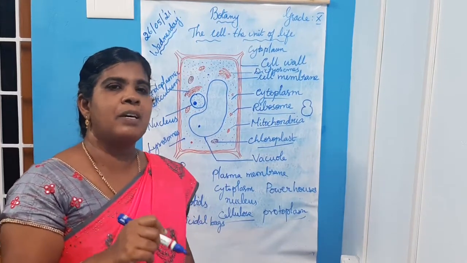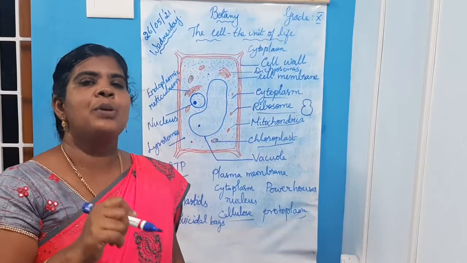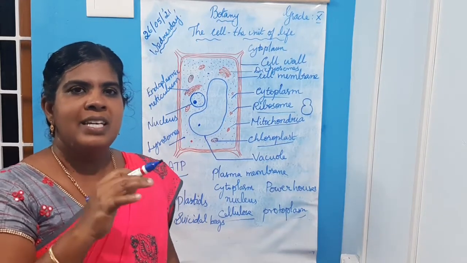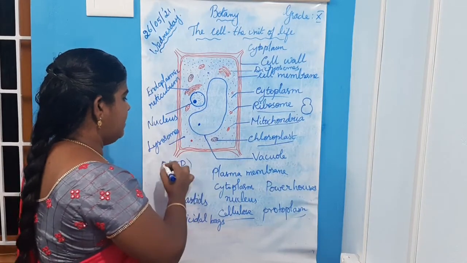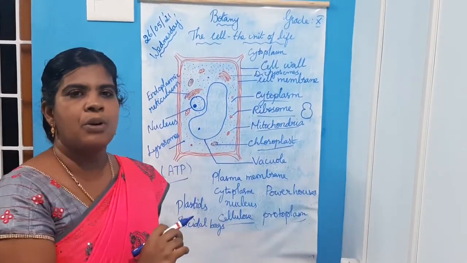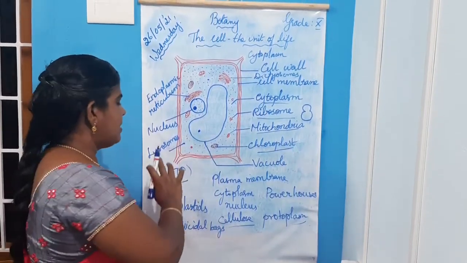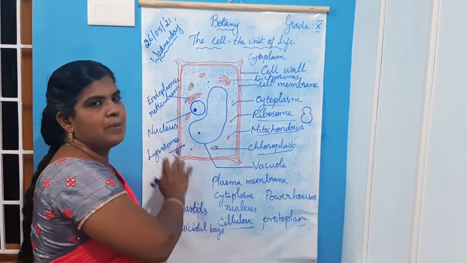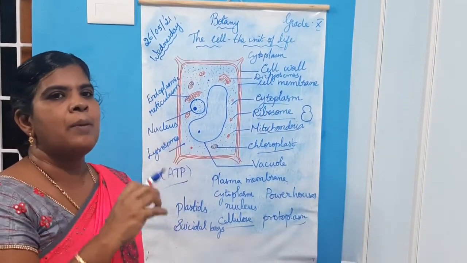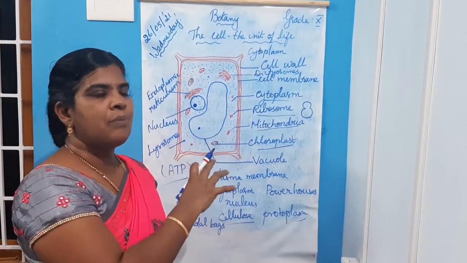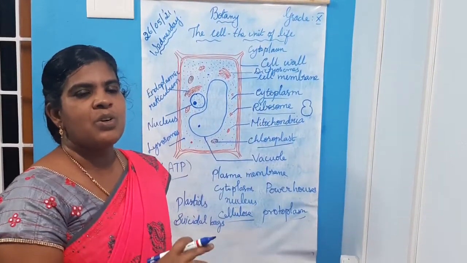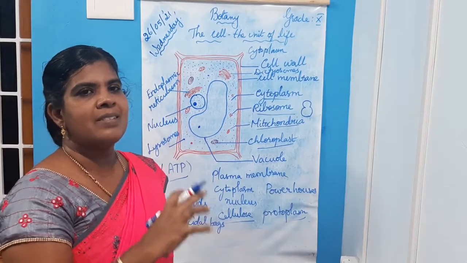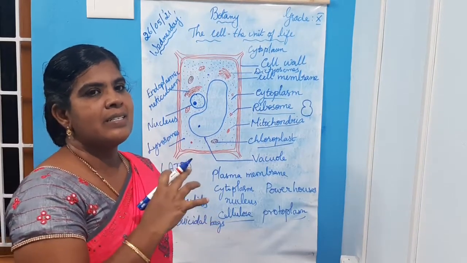Now, mitochondria are referred to as the powerhouses of the cell because these organelles are responsible for cellular respiration. During cellular respiration, they generate energy in the form of ATP, adenosine triphosphate, an energy-rich compound produced by the mitochondria.